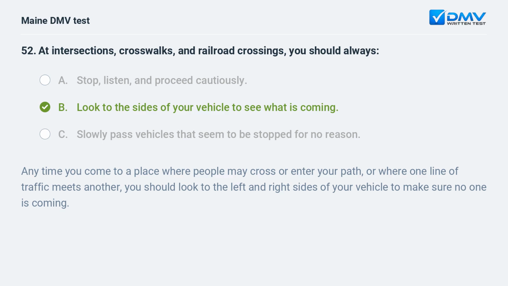Anytime you come to a place where people may cross or enter your path, or where one line of traffic meets another, you should look to the left and right sides of your vehicle to make sure no one is coming.